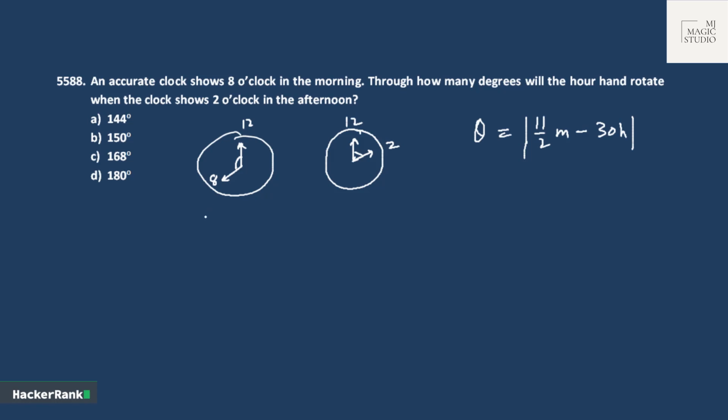So at 8 o'clock, the angle is 11 by 2 into minutes, which is 0, minus 30 into 8. So that would be 240 degrees. This angle is 90 and this is 240, so this angle is 120 at 8 o'clock. At 2 o'clock, the minute hand is at 0, so 30 into 2 is 60. This angle is 60. Now the hour hand has travelled 120 plus 60, that is 180 degrees, while travelling from 8 o'clock to 2 o'clock. Option D is the pick.